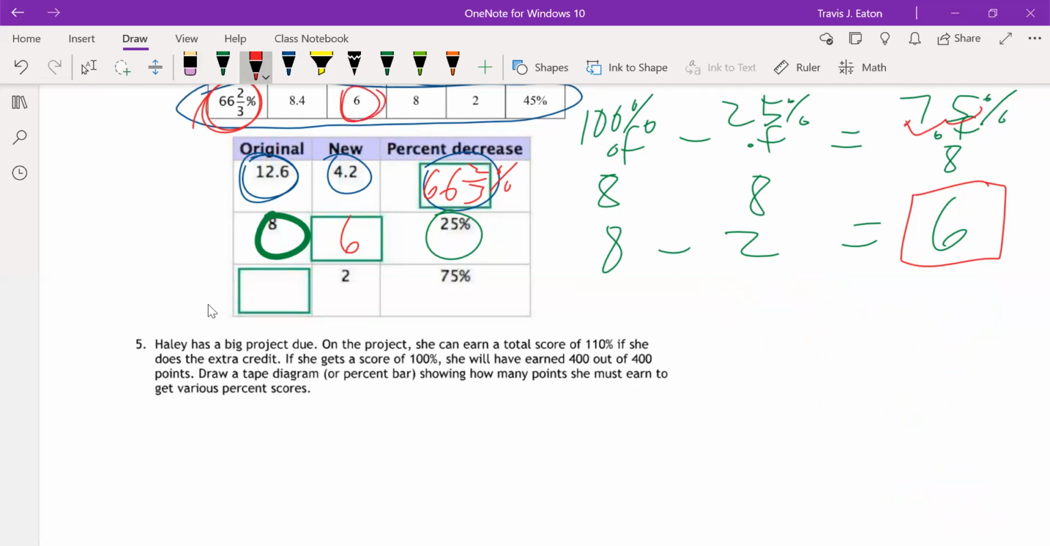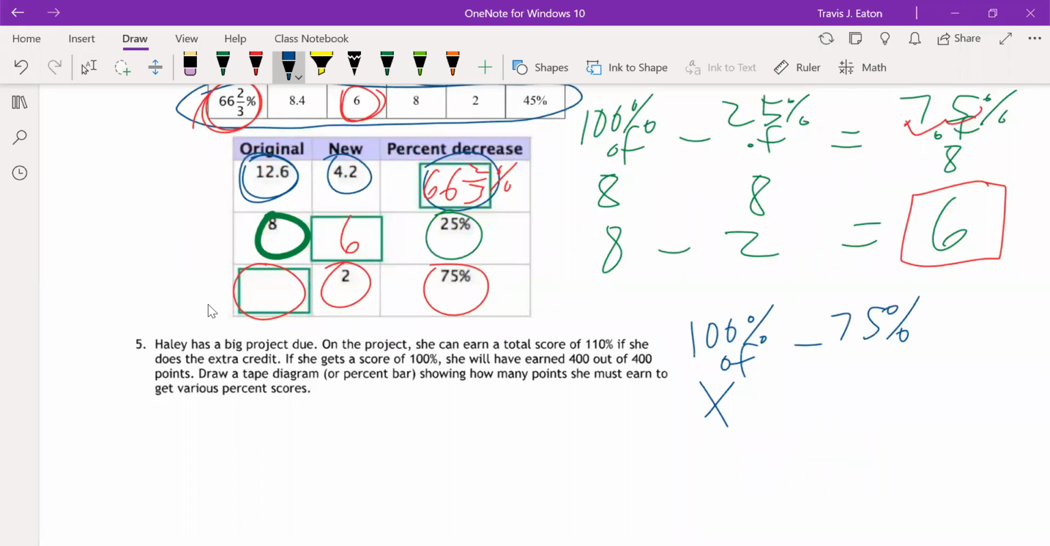Now this last one, our original amount, we don't know. But we know the new amount and we know the percent decrease. So we can work through this one. 100% of x, because that's the unknown, minus, we know how much was subtracted, minus 75% of x equals, well, it'll equal 2.